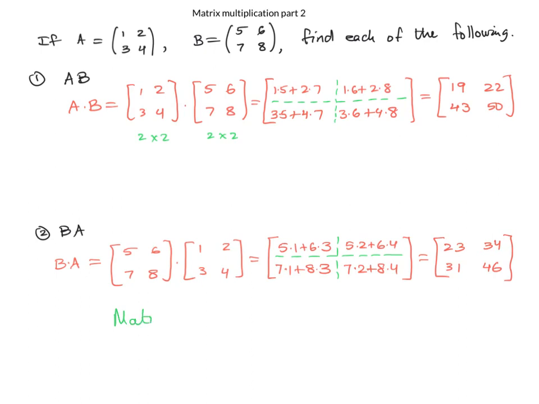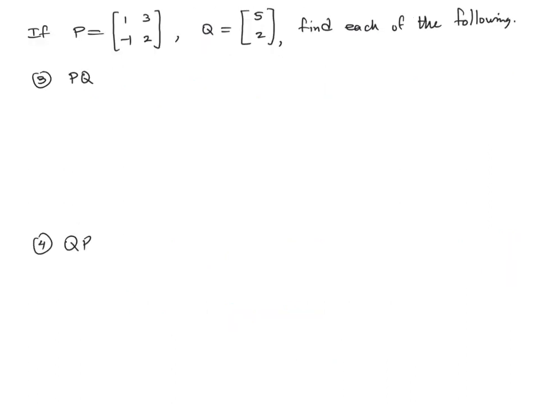So matrix multiplication is not commutative. That's the property where you can switch the order, and you get the same answer. So the matrix multiplication does not work that way. So here's some more examples.